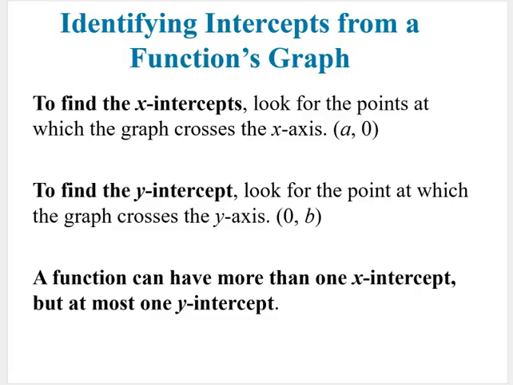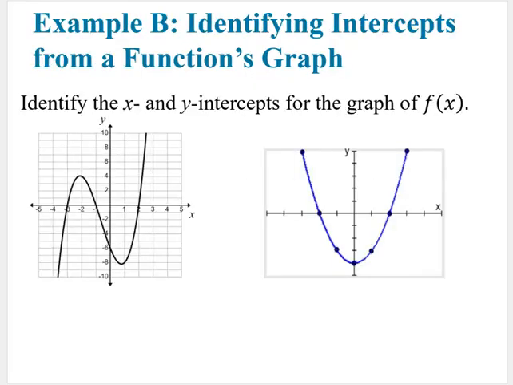It's important to note that because functions have to pass the vertical line test, they will have at most one y-intercept. They will never have more than one, because if you have 2 y-intercepts, that means that vertical line that is the y-axis would cross the graph more than once, and it wouldn't be a function. But functions can have more than one x-intercept, so we're really going to spend a lot of time graphing x-intercepts and y-intercepts. But for now, I just want you to be able to identify them. So let's get some graphs and identify.